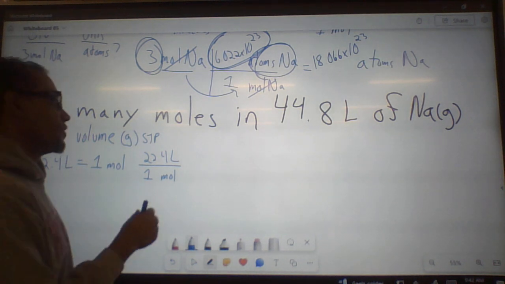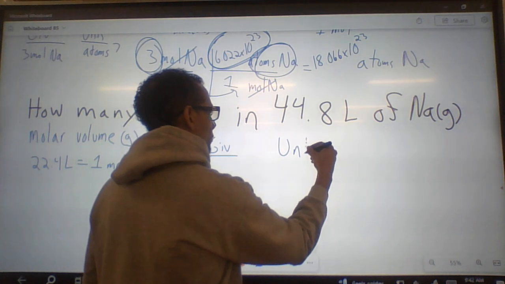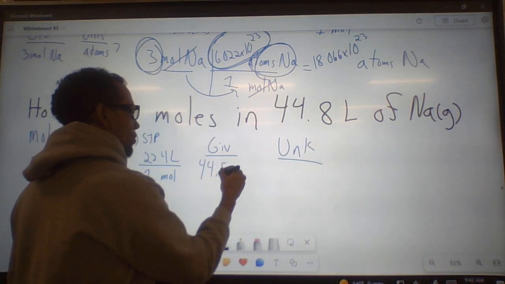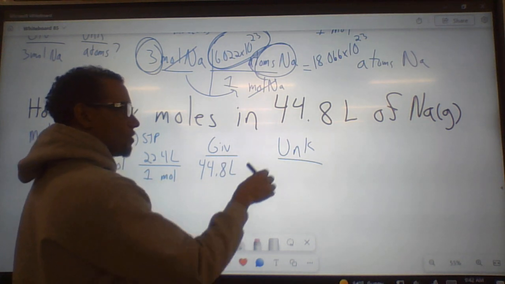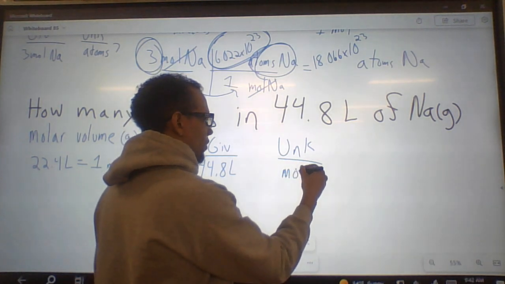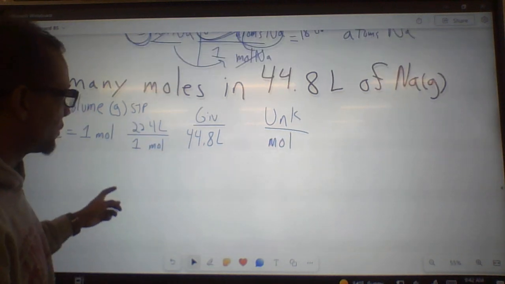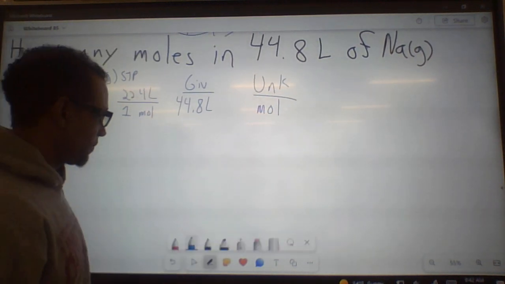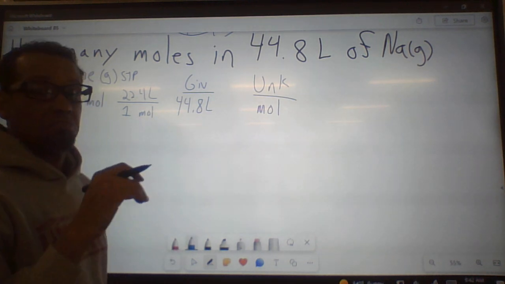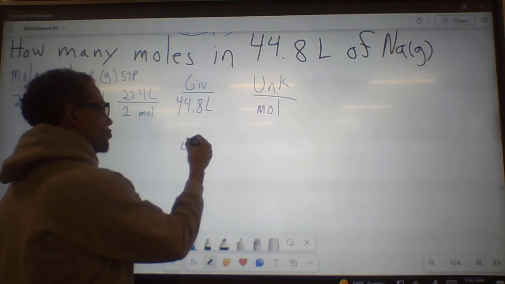All right, so first step is write our given and unknown. The given information is 44.8 liters, and we're only dealing with sodium, so I don't need to specify. The unknown is they want me to convert that into moles. Easy, man. All right. Step number 2, no chemistry, no science. This is just effort. Rewrite my given and draw my T-charts.